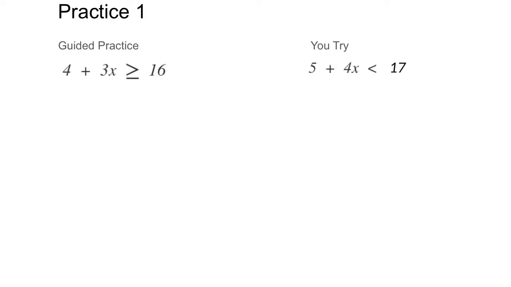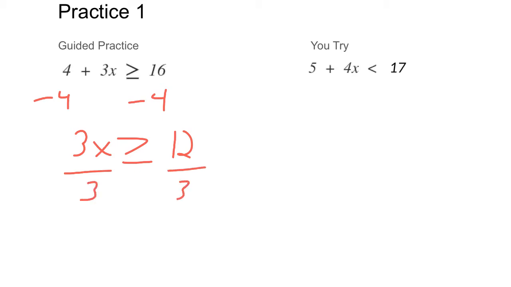On the guided practice, we have 4 plus 3x is greater than or equal to 16. So I'm going to subtract 4 from both sides. That leaves me with 3x is greater than or equal to 12. I'm going to divide by 3 on both sides, and x is greater than or equal to 4. I don't need to flip it because there was no dividing or multiplying by a negative, so it just stays that way. So now you can try the one on the right.